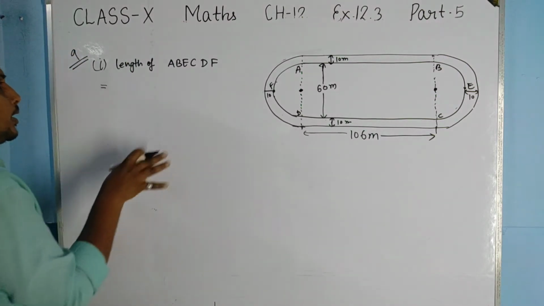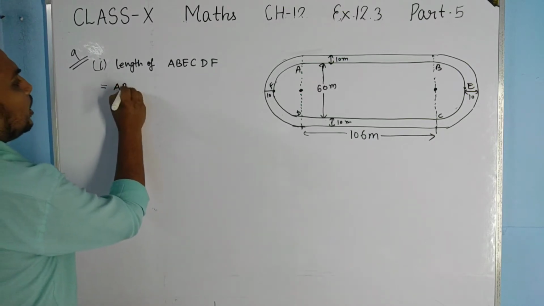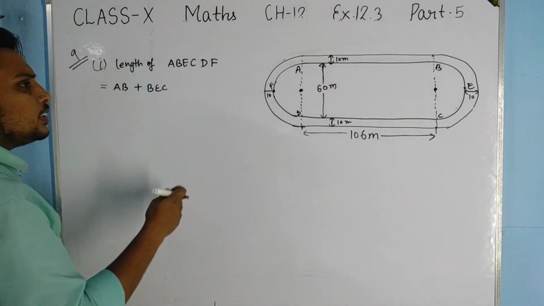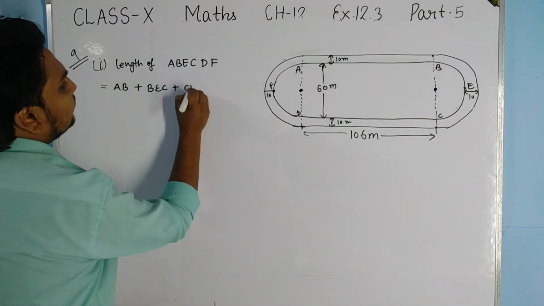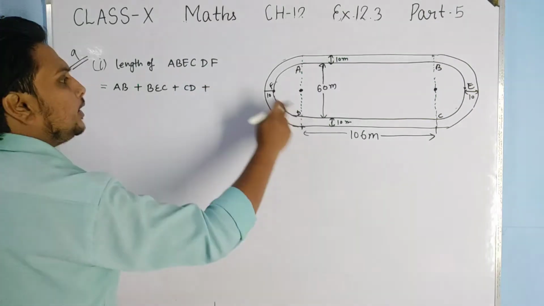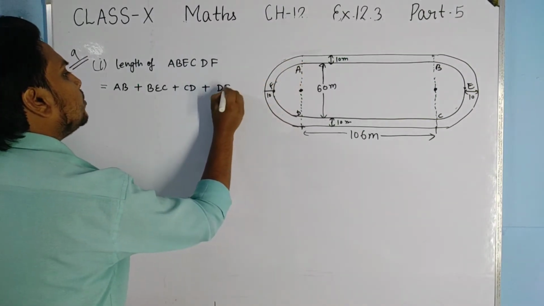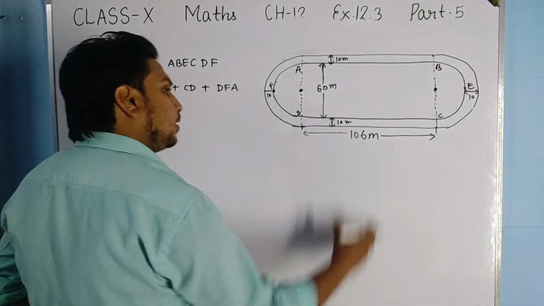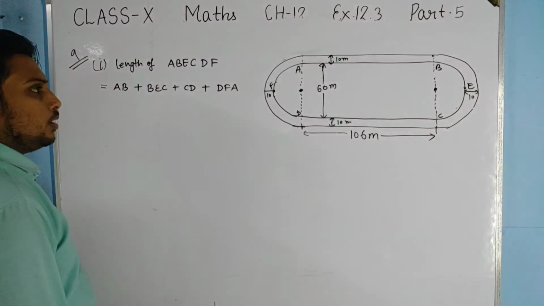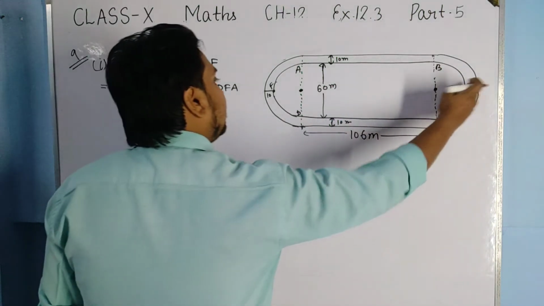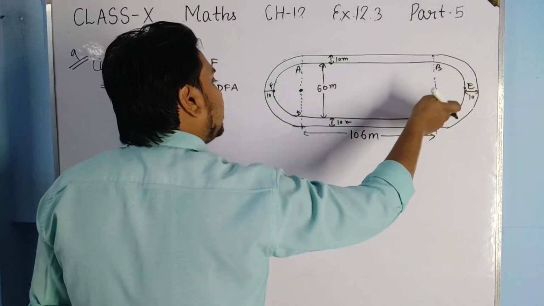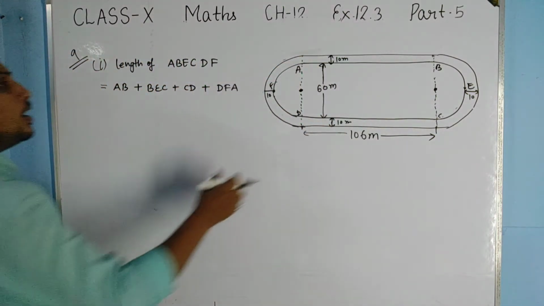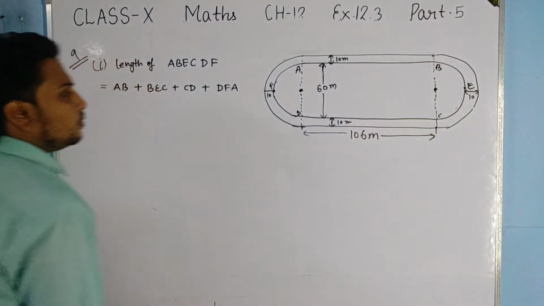So let us break it, students, into AB, then BEC, which is a semicircle, then CD, and then DFA, which is also a semicircle. The figure is a symmetrical figure. Whatever the length of this semicircle is, that will be the length of this semicircle also, and AB and CD will also be equal.